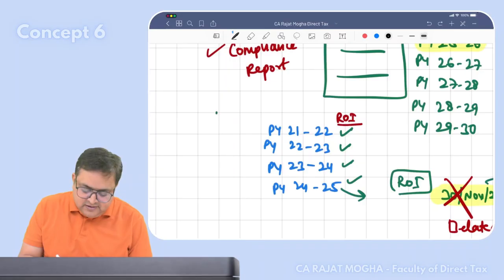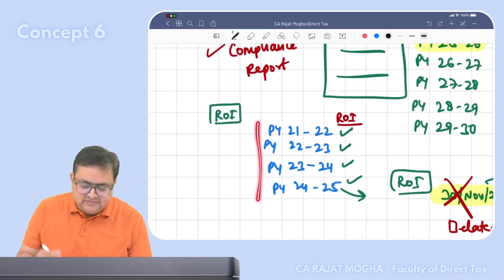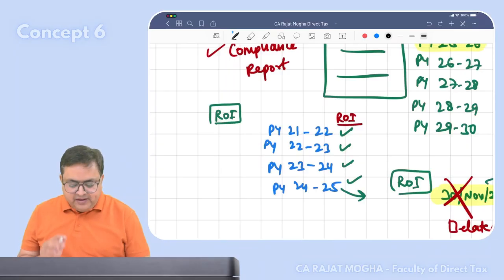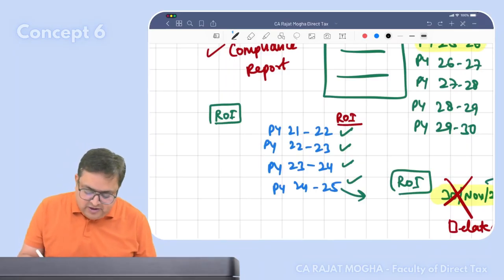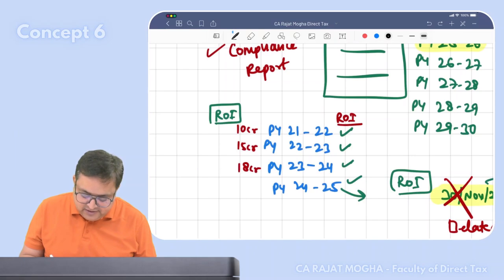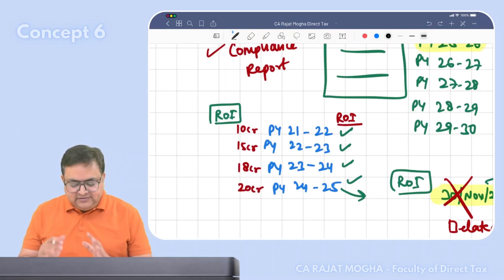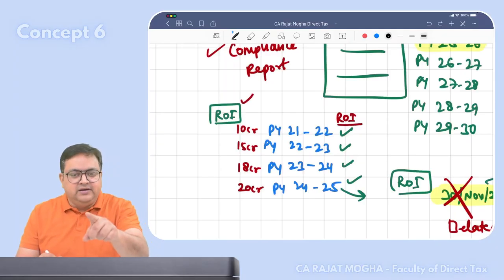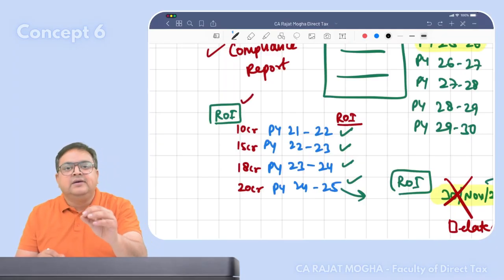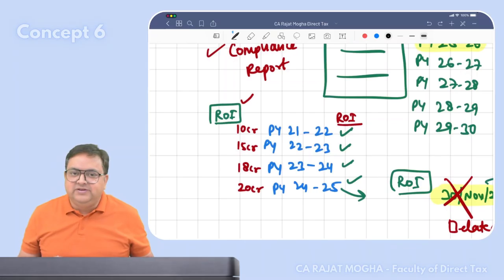this year, you have filed an ROI. For these rollback years, you have filed an ROI. Let's say your income you have stated here, let's say 10 crore. Here you have stated 15 crore. Here you have stated 18 crore. Here you have stated, let's say 20 crore. Right? This is your ROI. This is your returned income. Returned income understood? The assessee has said that my income is this of this year.